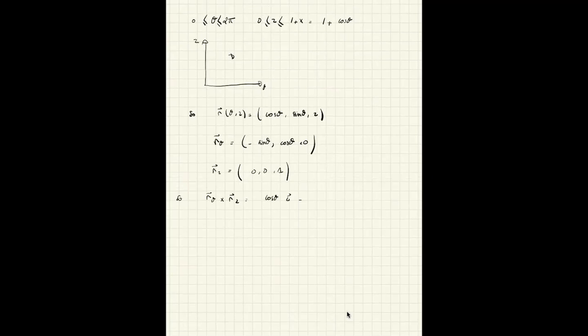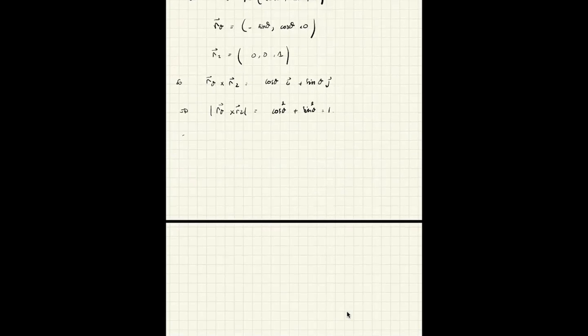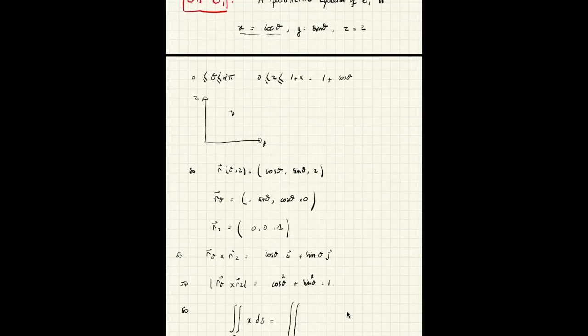Cos theta i plus sine theta j. So the norm of r theta times r z is cos theta squared plus sine theta squared, which is 1. Now we apply. So the integral over the surface S1 of z dS, we apply the formula. Okay. Now this is your domain D.